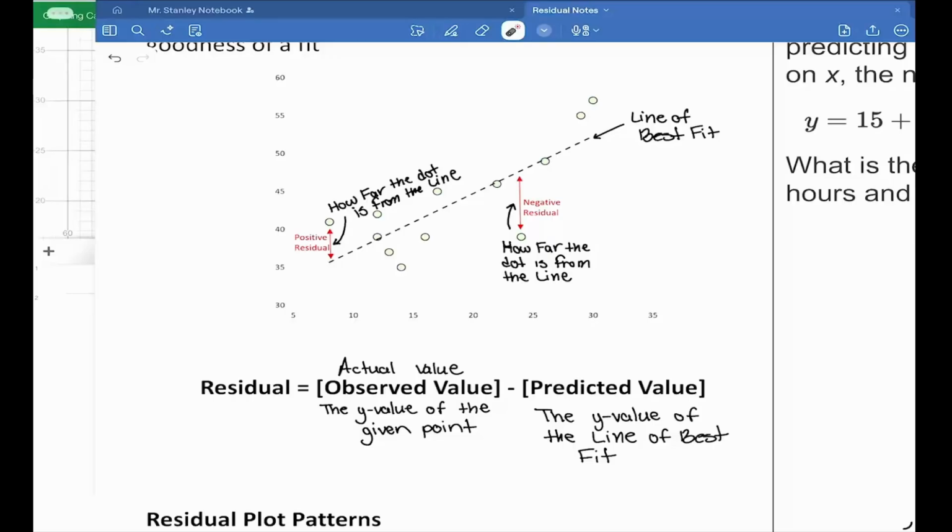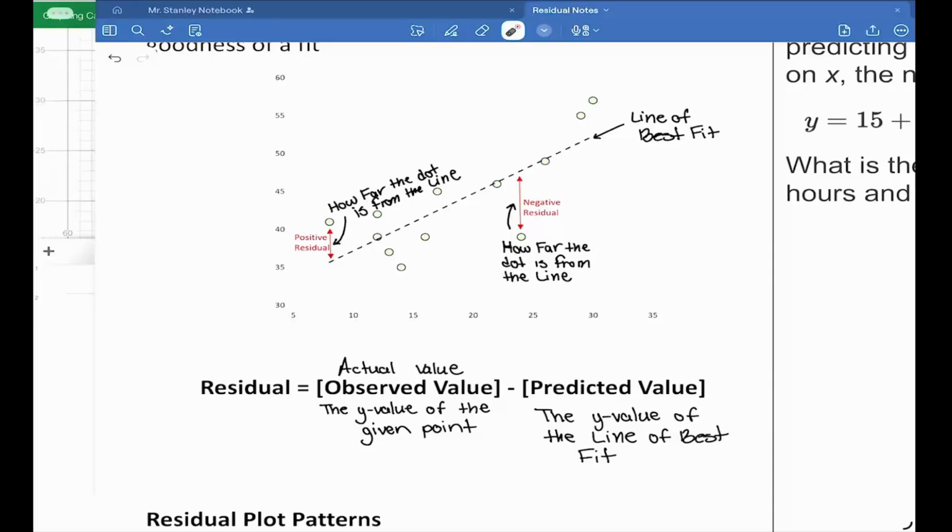Now, observed value can also be called actual value, but it's really just the y value of the given points. So all the dots are given points. So we're going to be looking at the y values of those, and we're going to subtract it from the predicted value, which is the y value of the line of best fit. The line of best fit has points all up and down it. Now, we might not have dots there, but there are points. And those points are predicted values of what they said it should be.